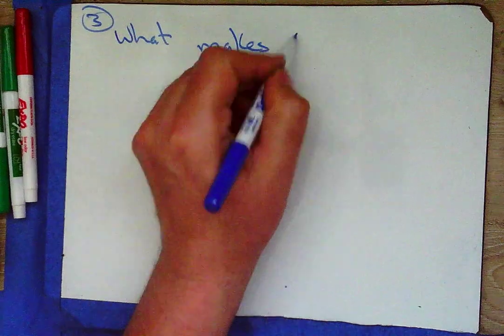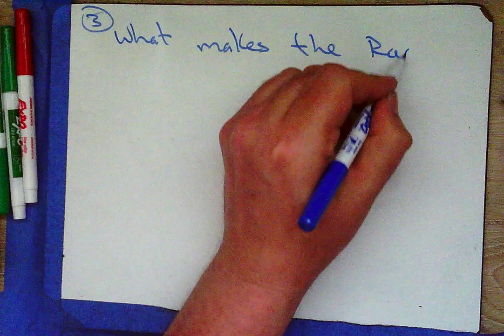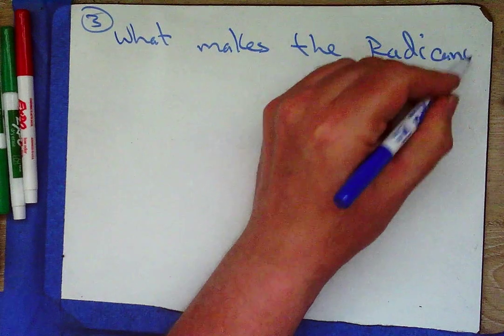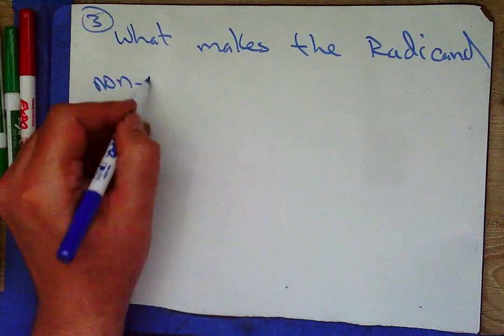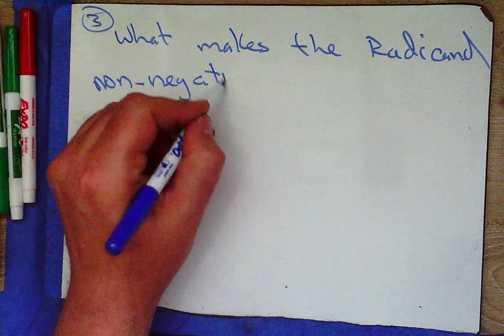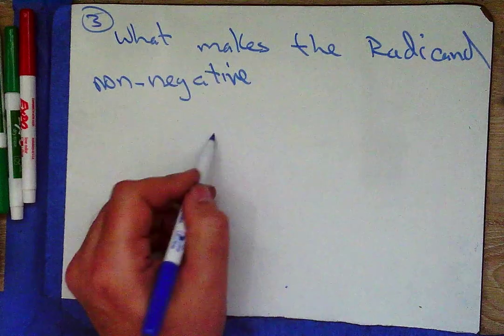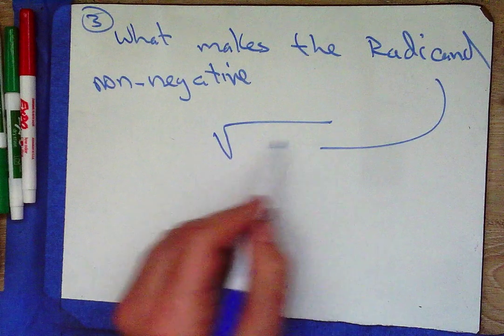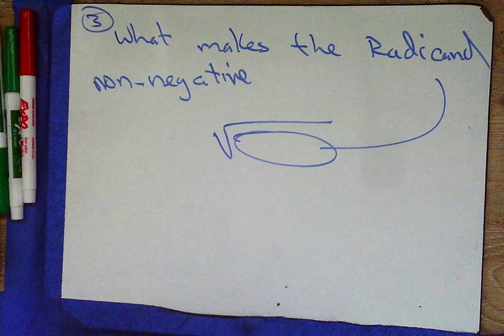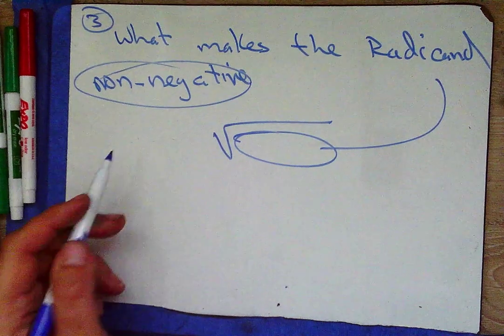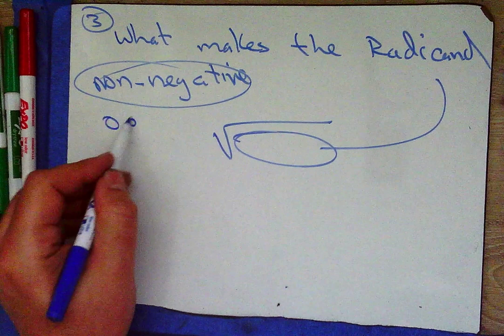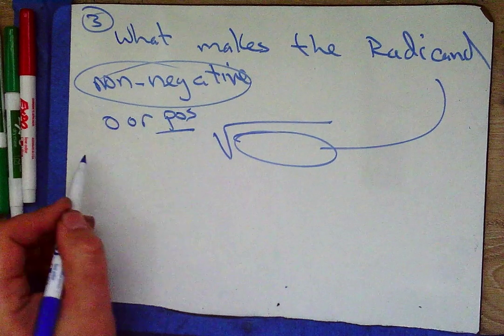And now finally, the last one. Do you remember this from the beginning of the video? What makes the radicand non-negative? Huh? Okay, so radicand is all the stuff under the radical sign. Non-negative, that's 0 or positive.